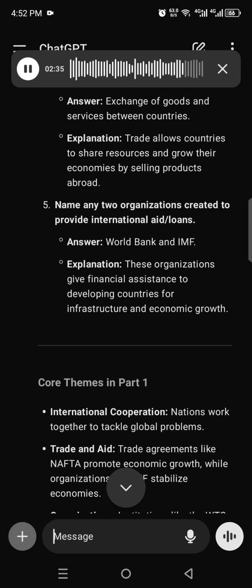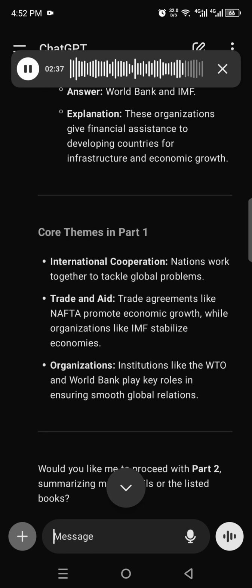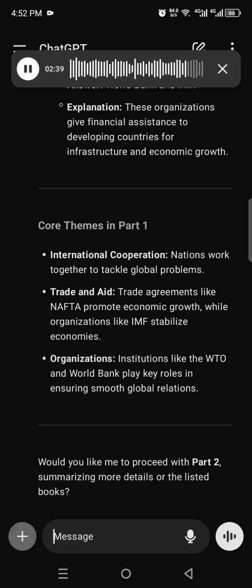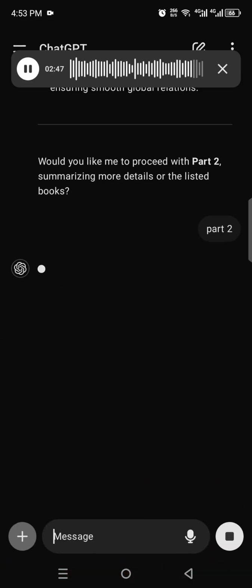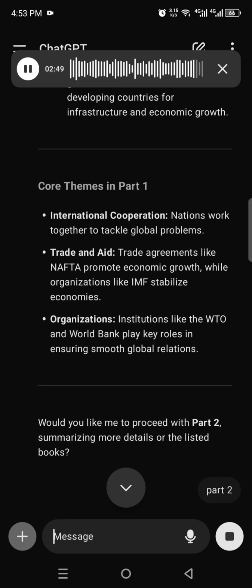Core themes in Part 1. International cooperation. Nations work together to tackle global problems. Trade and aid. Trade agreements like NAFTA promote economic growth, while organizations like IMF stabilize economies. Organizations. Institutions like the WTO and World Bank play key roles in ensuring smooth global relations.